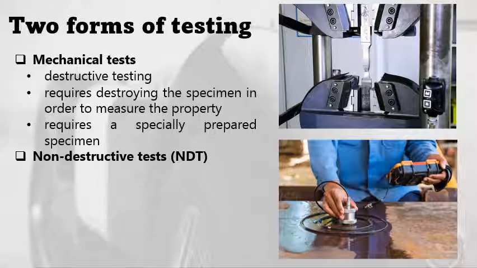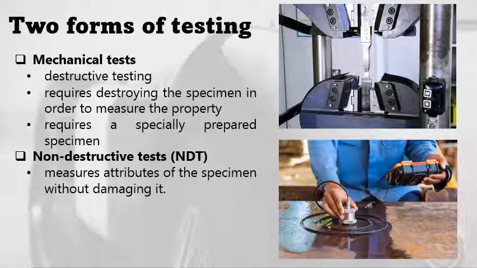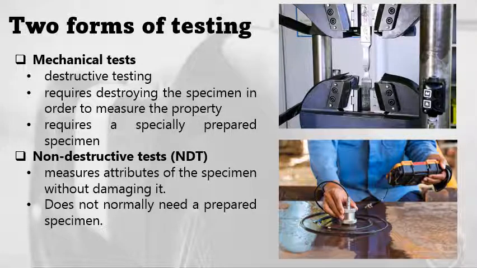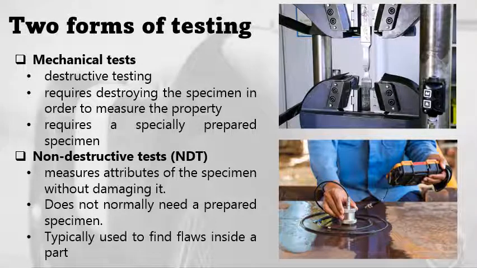And then we also have the second classification, the non-destructive test, which measures attributes of the specimen without damaging it. It does not normally need a prepared specimen, just like the mechanical testing. Some examples are your ultrasonic test and radiographic testing. We also have X-ray testing, all of which do not necessarily destroy the material in order to get the property that we are looking for.